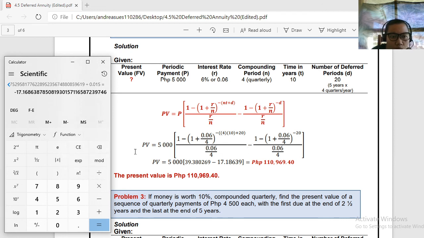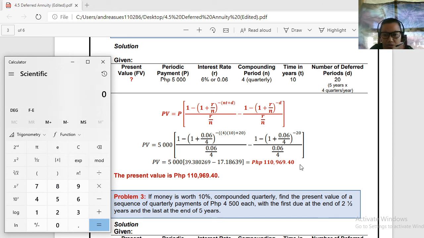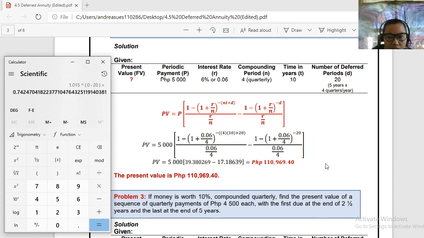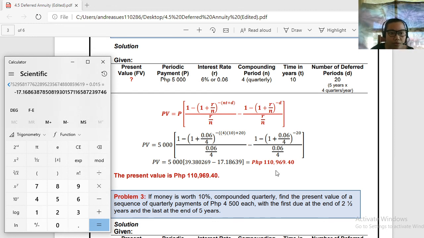Okay, so we are going to subtract this part here from this result. All right. Okay, so again, we will try to calculate again. Let's try to calculate, and then plus 1, and then raise to the power of negative 20. So the answer is, and then let's subtract it with 1, and then let's divide it with 0.015. So we are going to subtract.